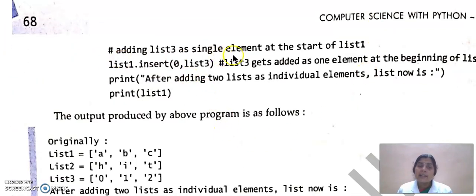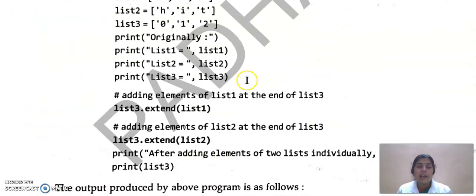Then adding list 3 as a single element at the start of the list means list 1 dot insert, because we are inserting at the start of list 1. So list 1 dot insert 0 comma list 3 means at position 0 list 3 is inserted. And now list 1 contains list 3's elements, list 2's elements, list 1's elements. So the combination will be the result.